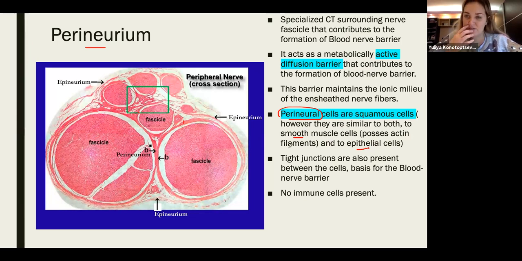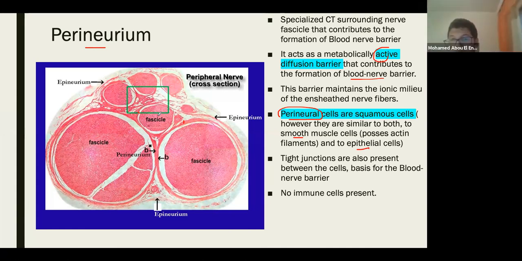Because these cells are present there, perineurium acts as an active diffusion barrier. So it makes sure that nothing can get to the axon, so nothing can be toxic for them, right? I have a question, doctor. Yes. Is it by preventing the plasma blood from being mixed with the neuron?